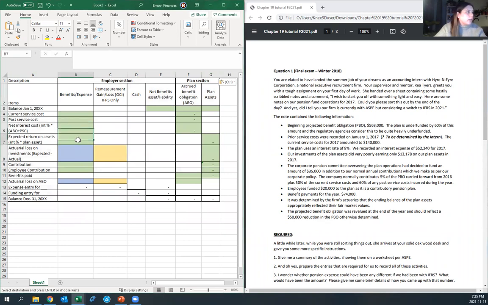Here in the green, it's ASPE and IFRS. In the blue, it's ASPE, and in the yellow, it's IFRS. So with that, I'll start with problem 1.